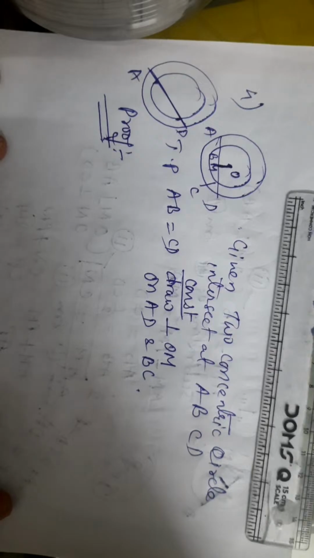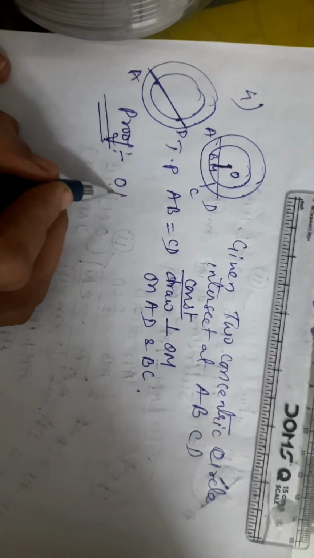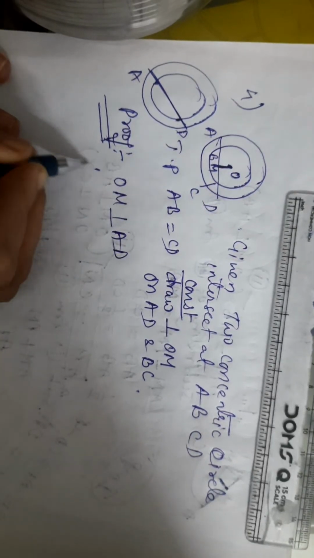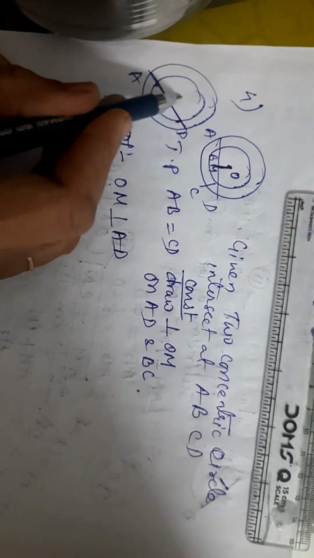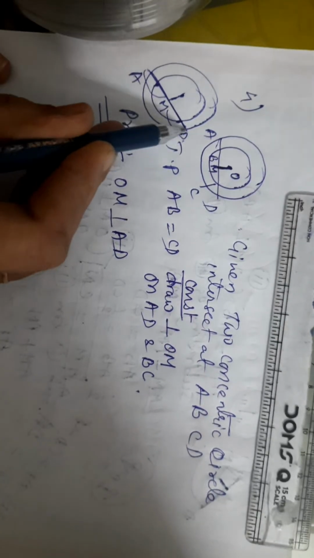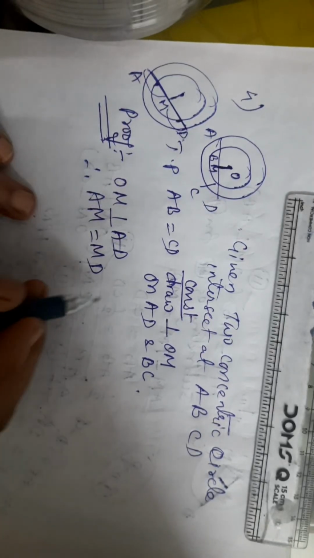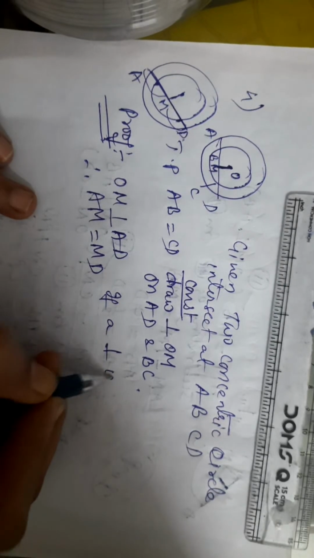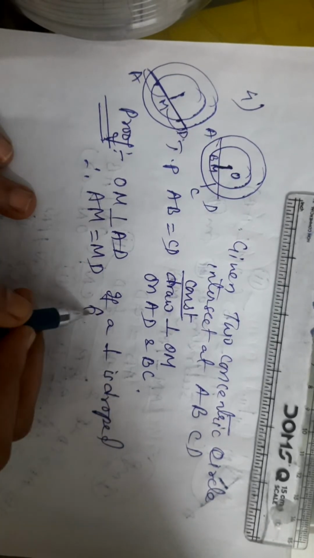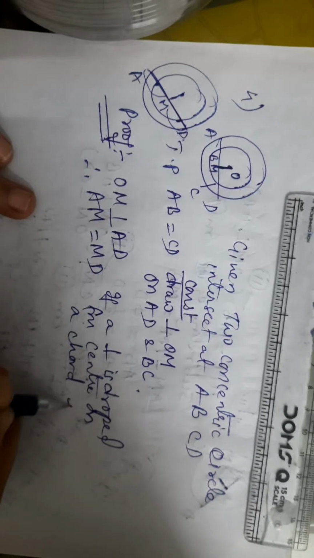If you recall, I told the property, if you drop a perpendicular from the center, it will bisect the chord. So here OM is perpendicular on AD, therefore if it is perpendicular, only consider AD. If it is M, this AM will be equal to MD. That is, if a perpendicular is dropped from the center on a chord, it bisects it.